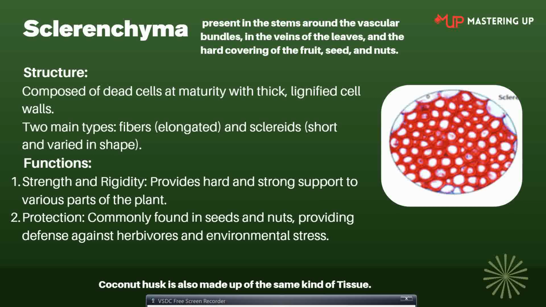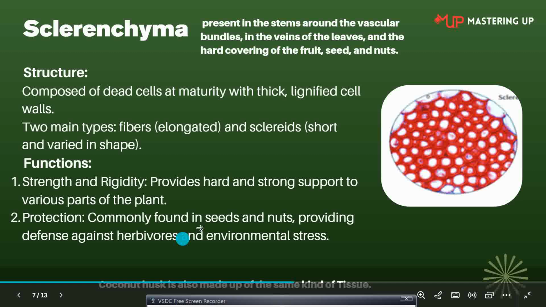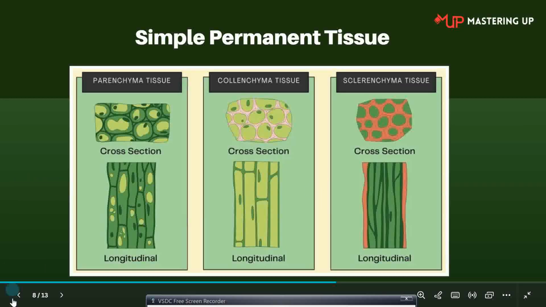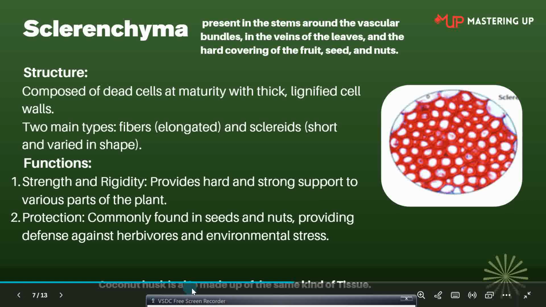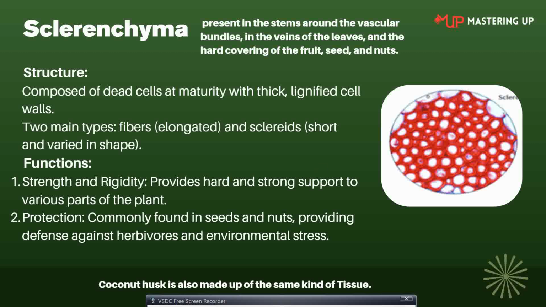Now it also helps in protection. Commonly found in seeds and nuts, providing defense against herbivores and environmental stresses. Okay, so basically the coconut husk, here I have added one more point. So the coconut husk is also made up of the same kind of tissue. So you can see here the coconut husk is also made up of this sclerenchyma. Functions include strength and rigidity and protection.